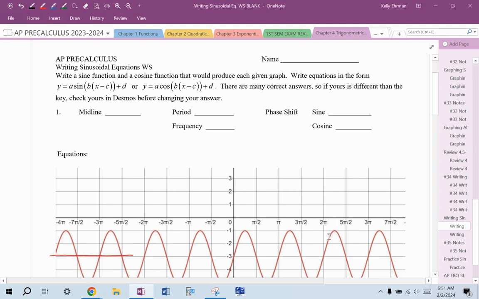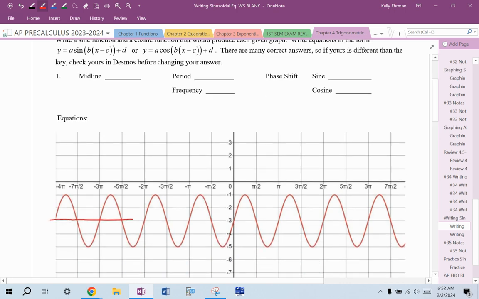All right, let's take a look at the homework for tonight. We are supposed to write both a sine and a cosine equation that would produce the sinusoid that we see. And remember, there are a lot of correct answers. You might have picked a different spot to start the period on your graph to model. So go to Desmos and type in my equations and type in your equation. As long as they line up perfectly, then you have a correct answer as well.